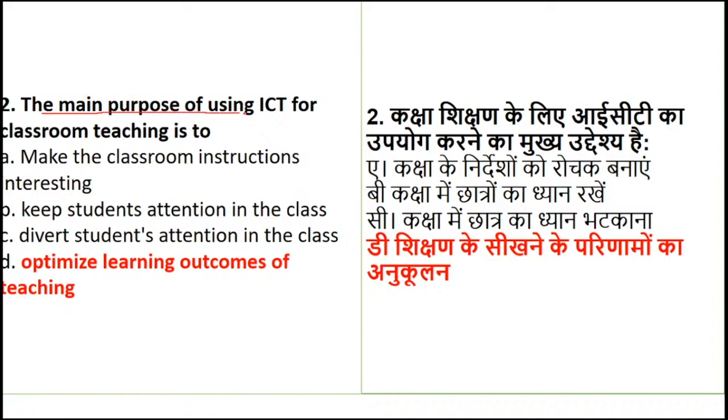The main purpose of using information and communication technology for classroom teaching. So for classroom teaching, no doubt, to make the classroom instructions interesting. Okay, see now, you think this is also the right option. Yes, but that's the reason I said that you have to read all the options which are given. Keep students' attention in the class. No, this does not match. Divert. No, definitely not. So now if you read the last option, optimize learning outcomes of teaching. If you compare A and D, the best answer for the question is optimizing the learning outcomes of teaching. That comes to be the best answer from the given options.